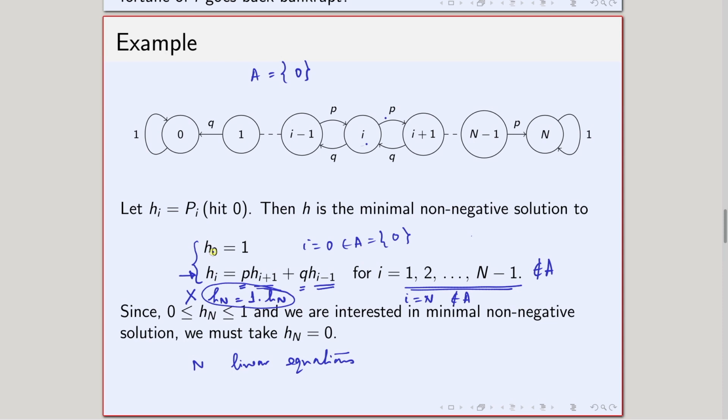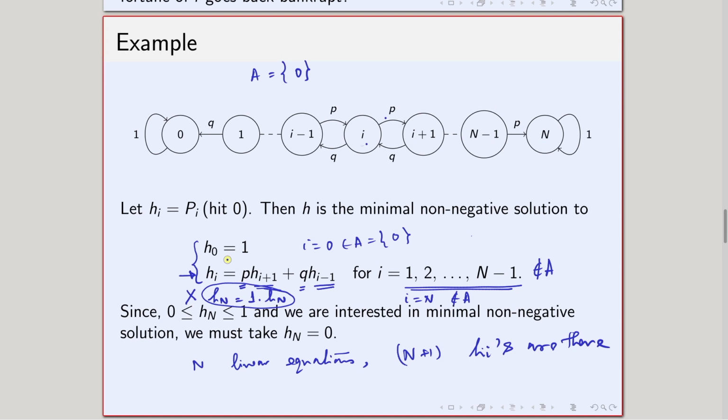How many hi's are there? For each state I have a hi. So how many states are there? Starting from 0 up to n, so I have n plus 1 hi's. That means I have n equations and n plus 1 variables to find out. So clearly one of the variables is a free variable.